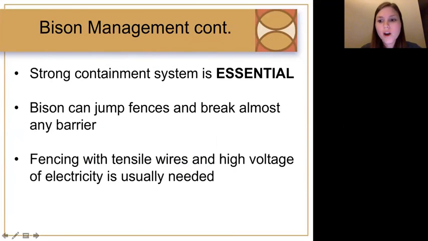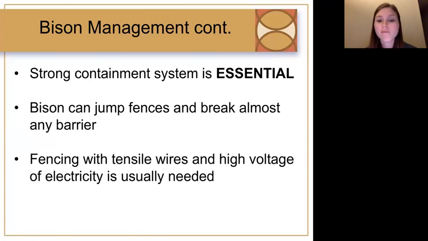Along the lines of what we're talking about with management, a strong containment system is essential. I have uncles that have Charolais that get out all the time, and Charolais can be difficult to handle, like John said. But you don't want a situation where any animal is getting out, and bison getting out is a different situation from cattle getting out. It can be very, very bad.